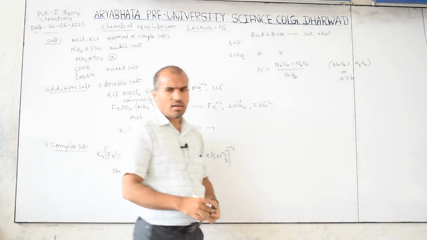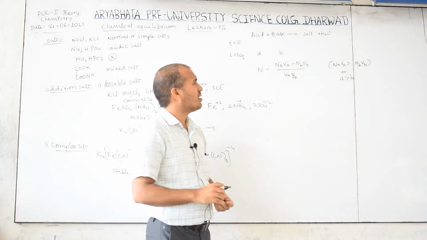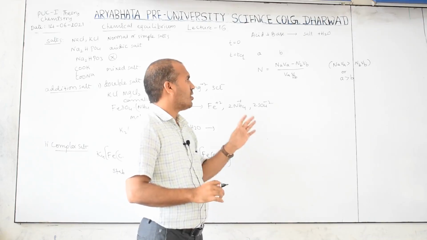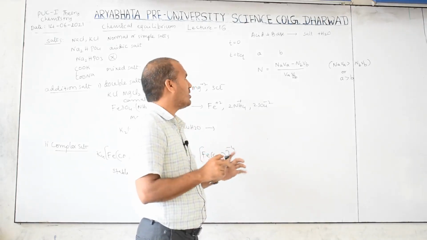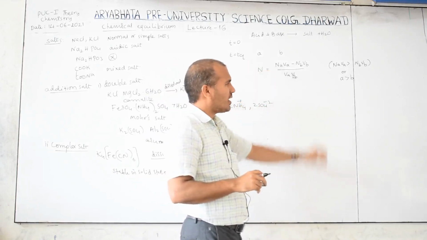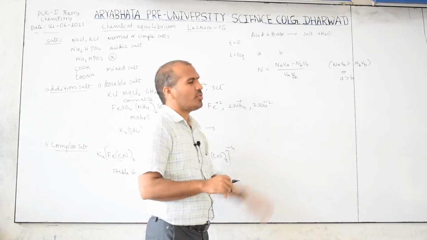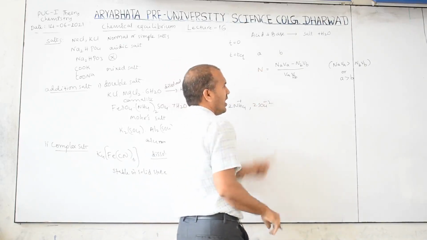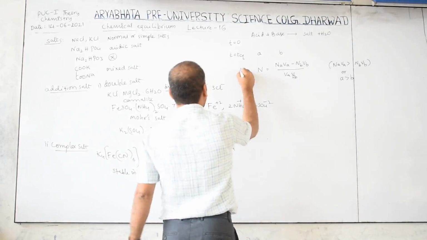Here, when acid and base are mixed, if the acid concentration is greater than the base concentration, we have to use this formula. So if A is greater, the H plus concentration of the acid is given by this.